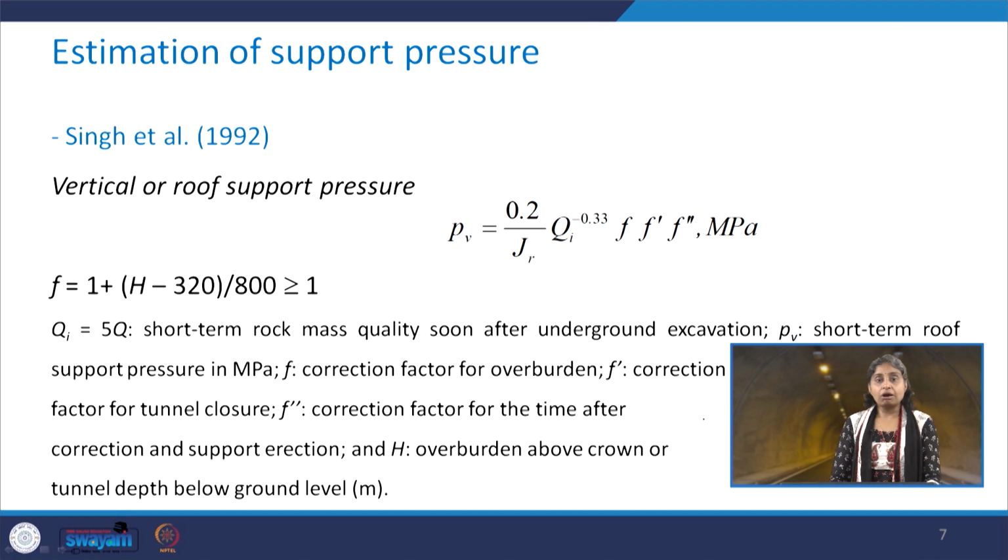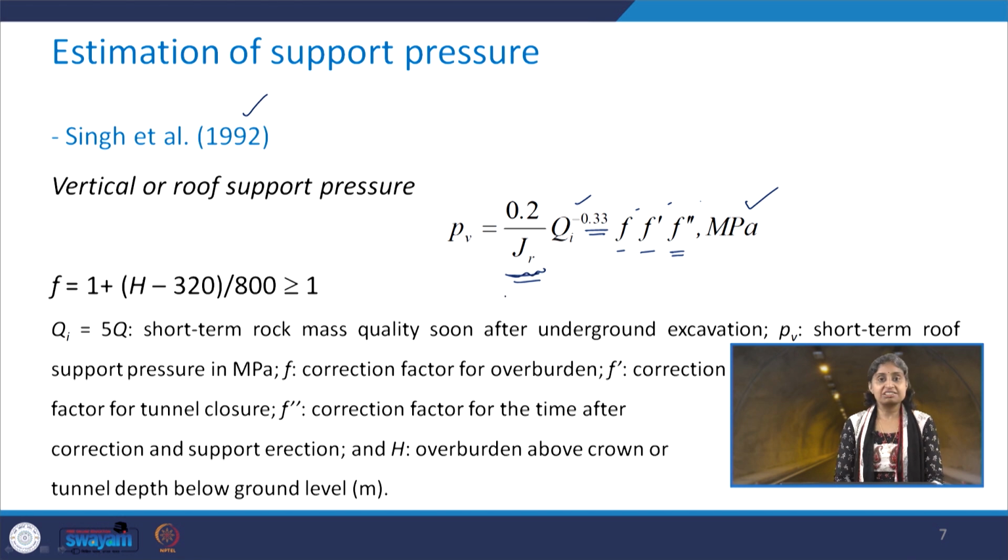The vertical or the roof support pressure was also proposed by another set of authors. Those are Singh et al., and they came up with this expression in 1992, and the expression is PV equal to 0.2 upon Jr, Qi to the power minus 0.33, F into F prime into F double prime, in megapascal. Now, what all are these terms?